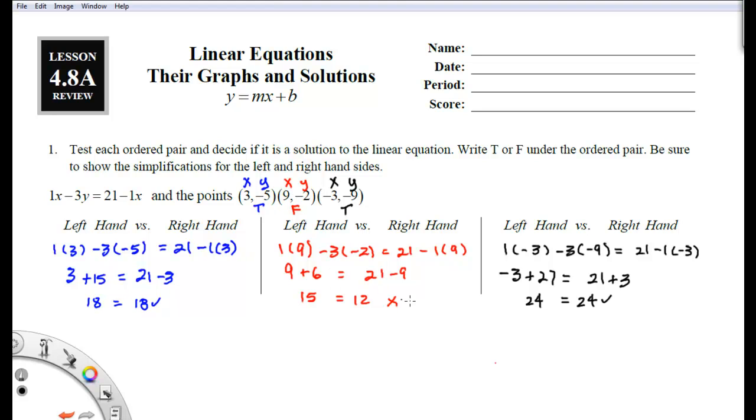The second ordered pair ends up with a false statement. So that's not a solution. And the last one ends up being 24 equals 24. That is a solution. So there's our results for problem number 1. Now problem number 2 on the review is the same as number 1, so you can use this part of the video to help you understand how to do problem number 2.